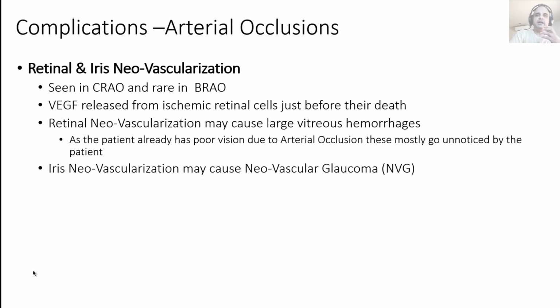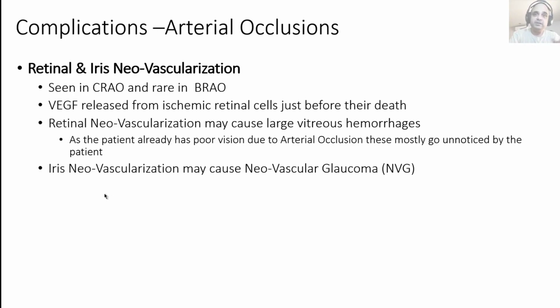The outcome, as I said, both of these, the central and the branch retinal artery occlusion, have the possibility of retinal neovascularization and iris neovascularization. It is seen in CRAO, as we said, about 18%. We also saw a picture of retinal neovascularization, but it's very rare in BRAO. And again, it's the VEGF that's released from ischemic retinal cells just before they're dead that causes the vascularization.